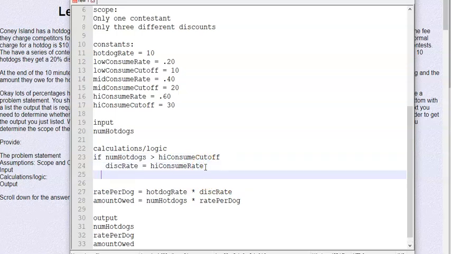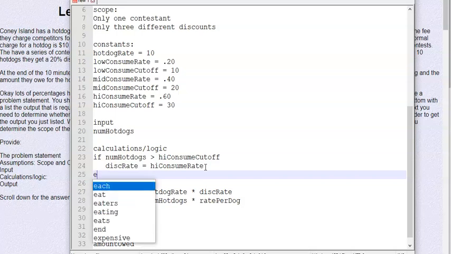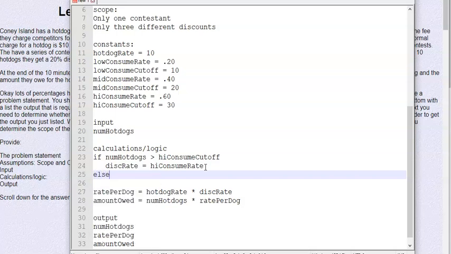So the next one down, of course, is going to be the 20 hot dogs. So I'm not going to say if num hot dogs. I'm going to say if it's not true that it's greater than the high cutoff. So I'm going to start this with else. That means the first decision was not true. And then ask another decision. So we're going to use that else if again.